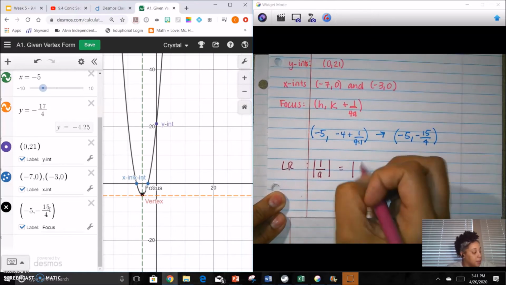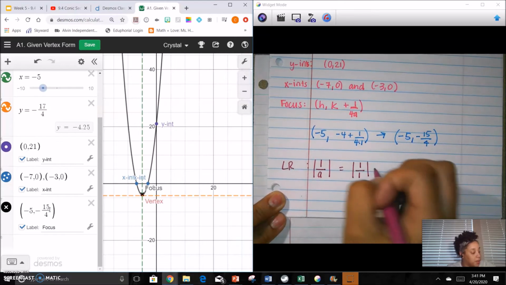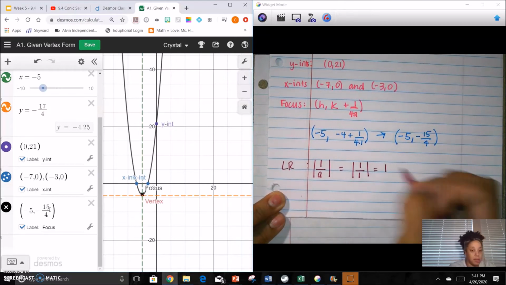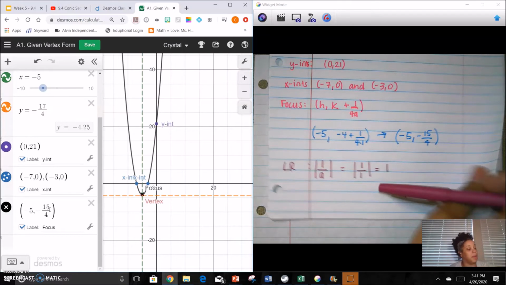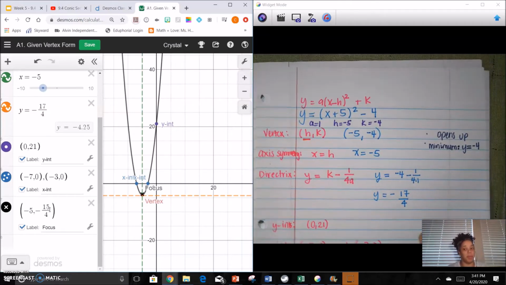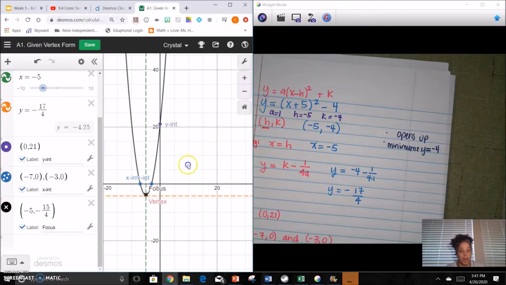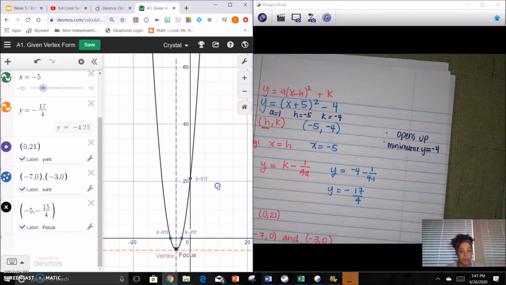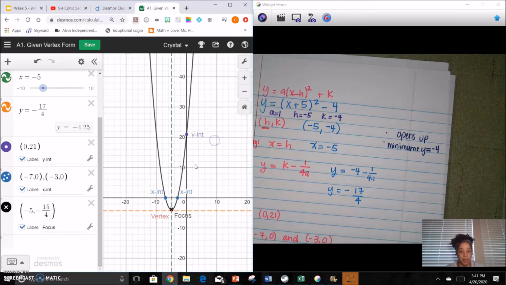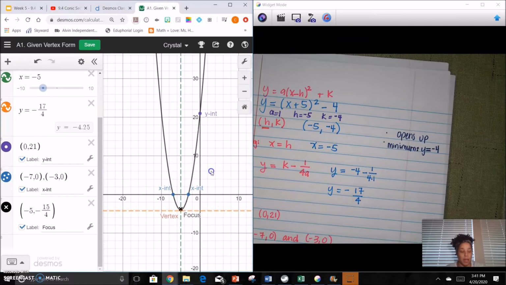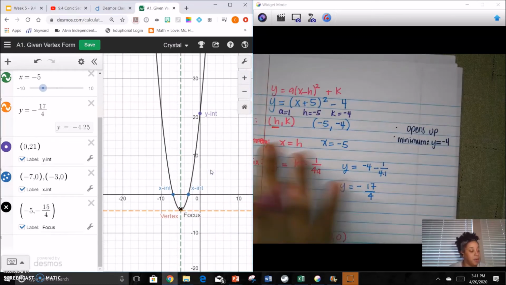Our A in this case is 1, so the absolute value of 1 over 1 is just 1. Okay, some other things, maybe it asks you what direction the parabola opens. If you look on the graph, it clearly opens upward, so you will type in there "opens up." Okay, it will ask you if it has a minimum or a maximum.